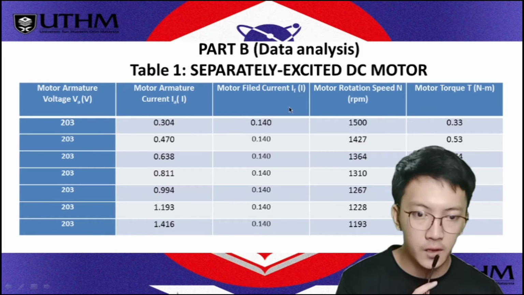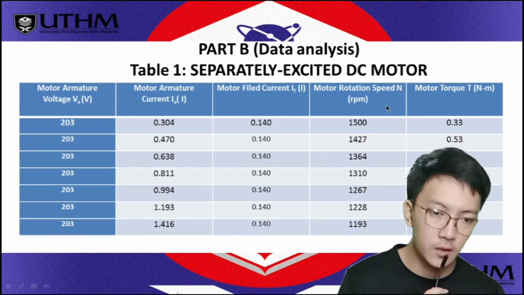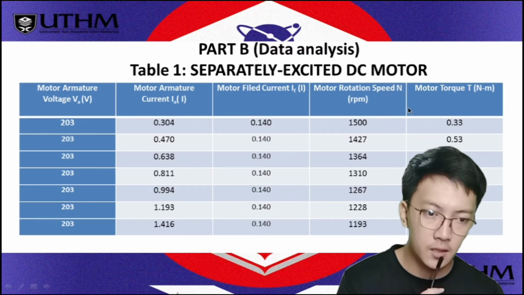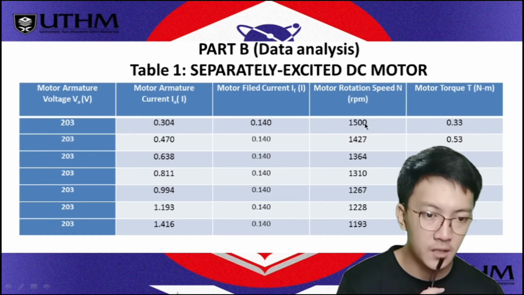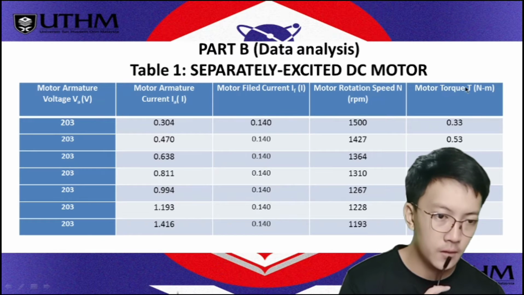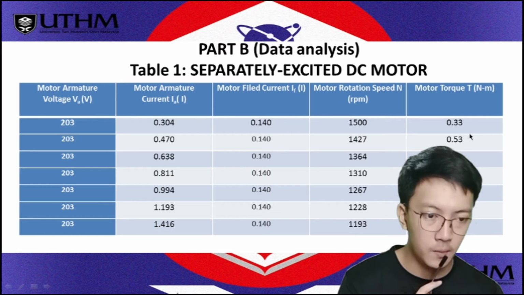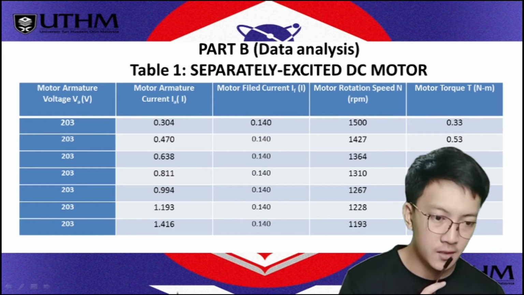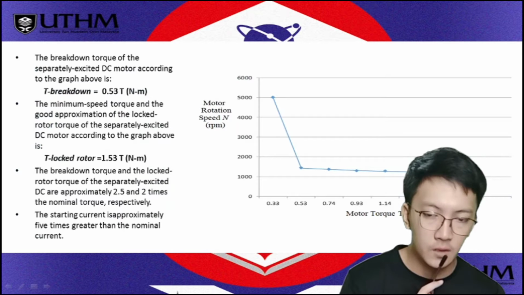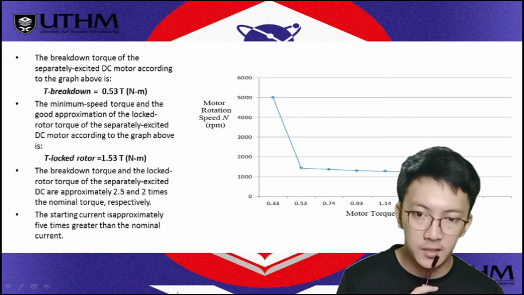and the motor field current IF is constant at 0.140. And we got the motor rotation speed in RPM. The speed is decreasing by the time it reached the end point, and lastly we got the motor torque in Nm. The value is increasing. So this is the data that we analyze.